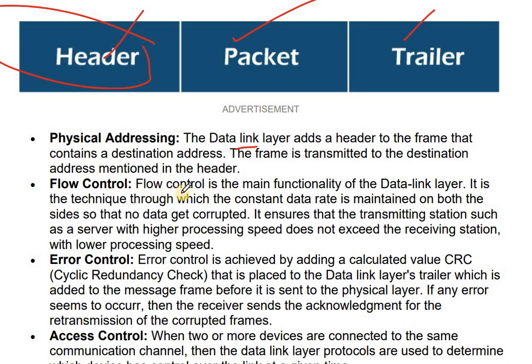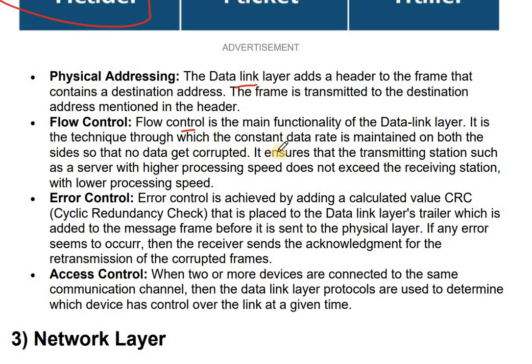Flow control. Flow control is a main functionality of the data link layer. It is the technique through which a constant data rate is maintained on both sides so that no data gets corrupted. It ensures that the transmitting station, such as a server with higher processing speed, does not exceed the receiving station with lower processing speed.